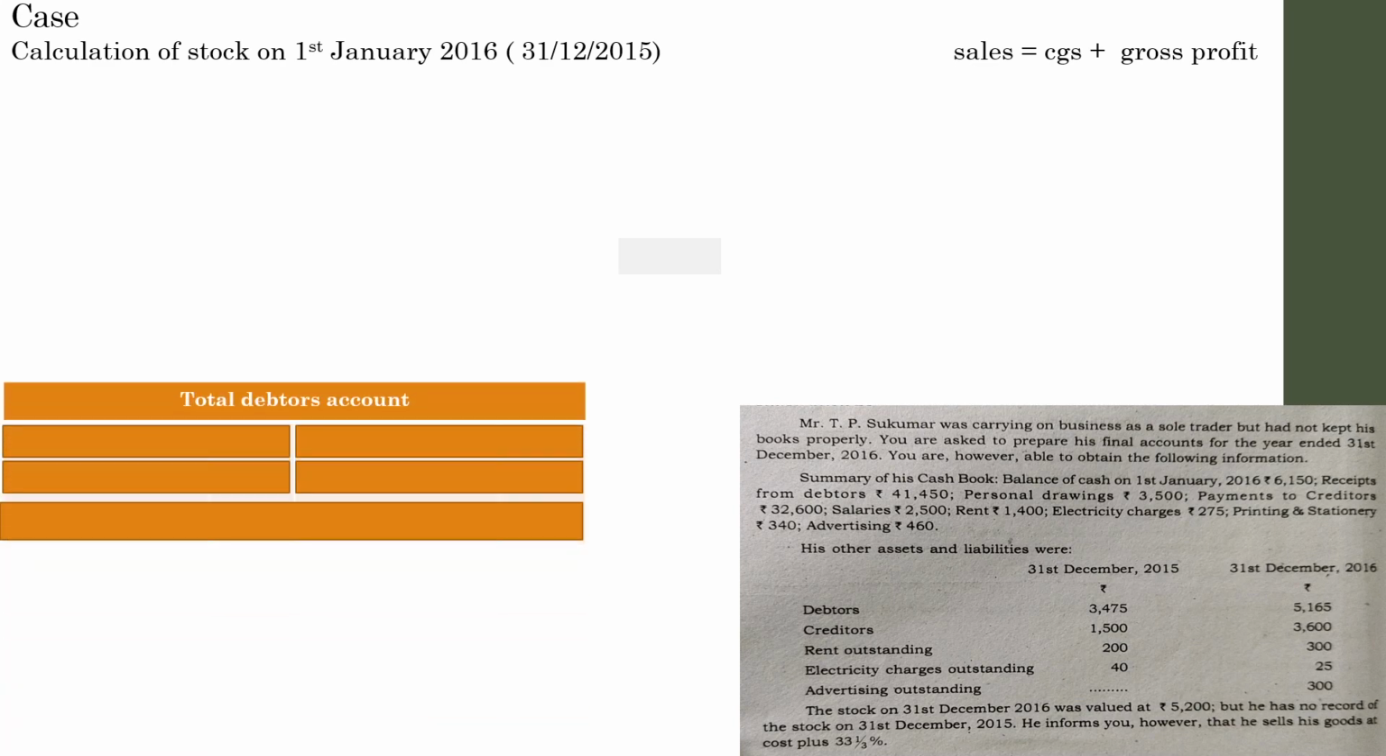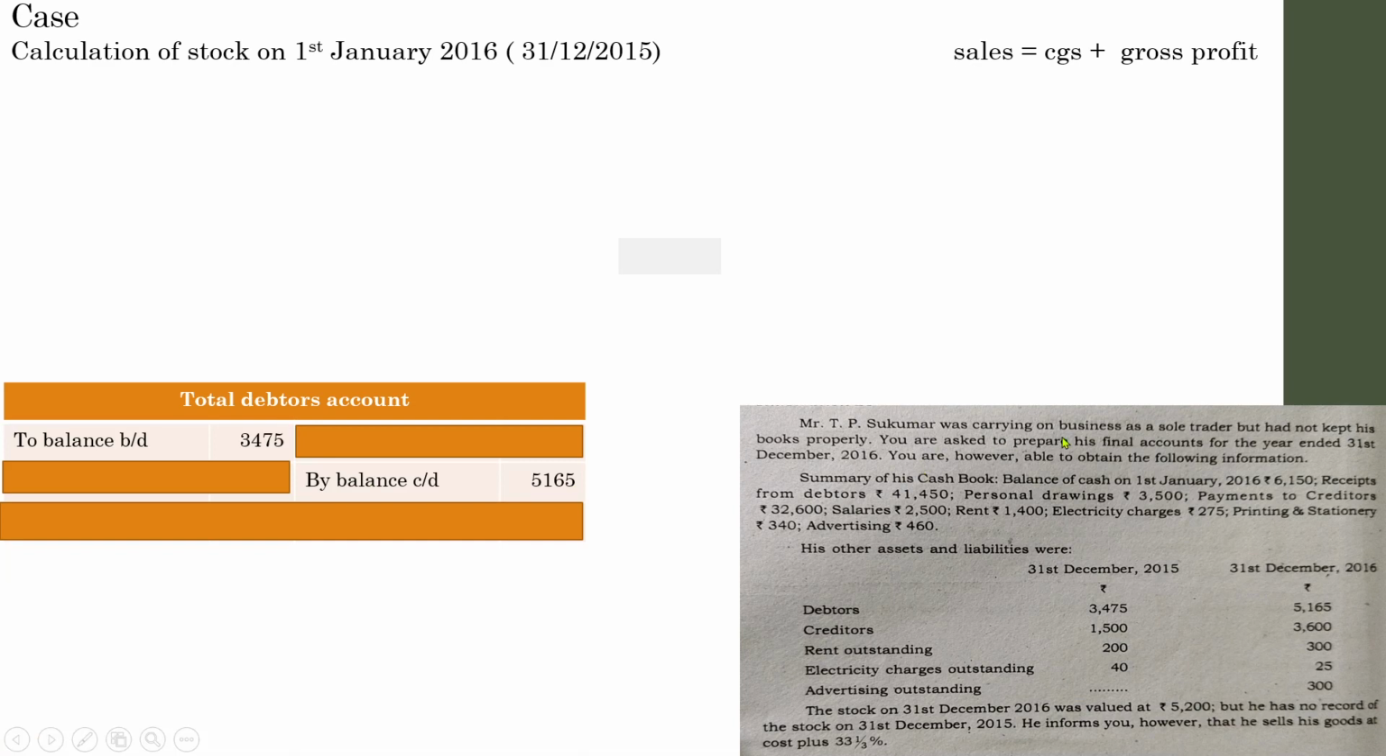So first of all, let us find sales. Again we have an issue in the question. There is no information regarding sales, no information regarding cash sales, and no information regarding credit sales. So how are we going to find the value of sales? The same old method, preparation of total debtors account. So here debtors opening and closing balance is given. Opening balance is 3475 and closing balance is 5165.